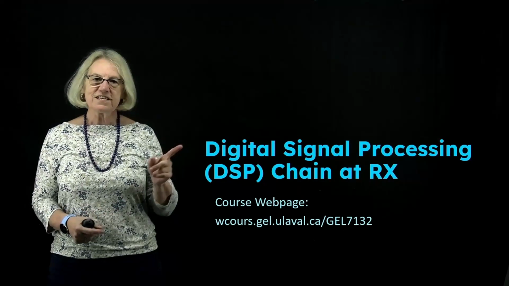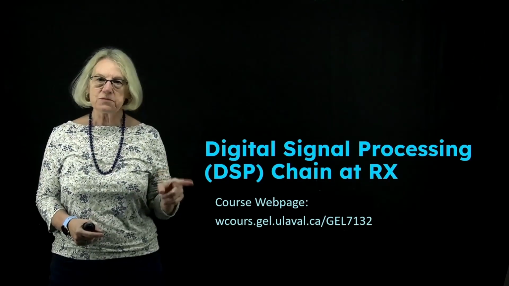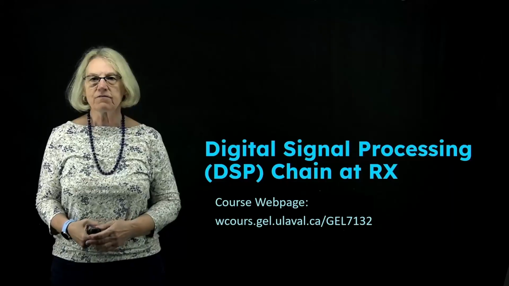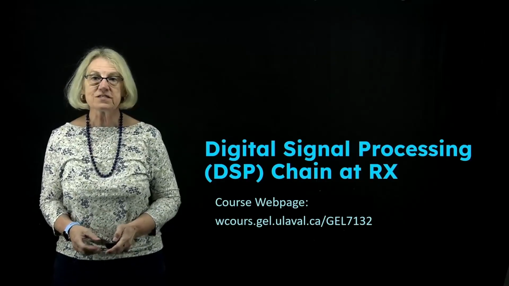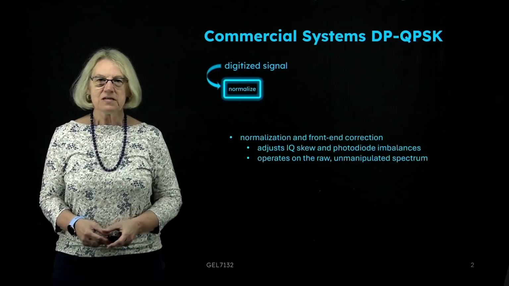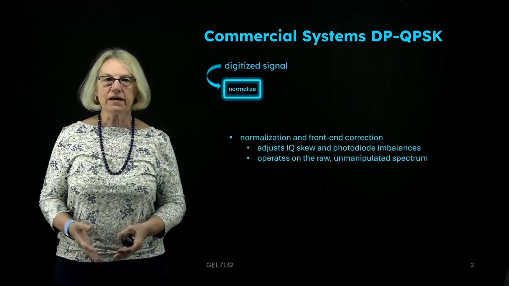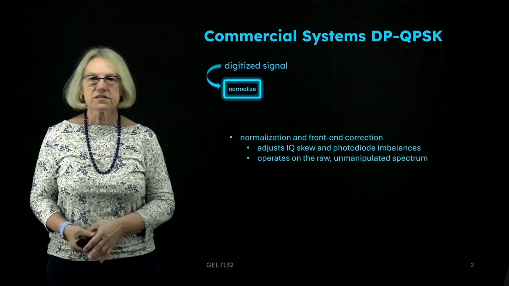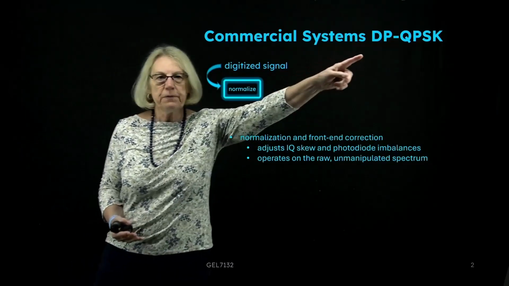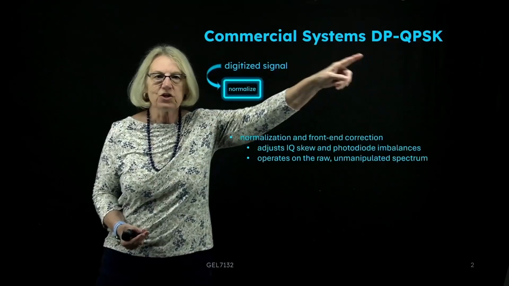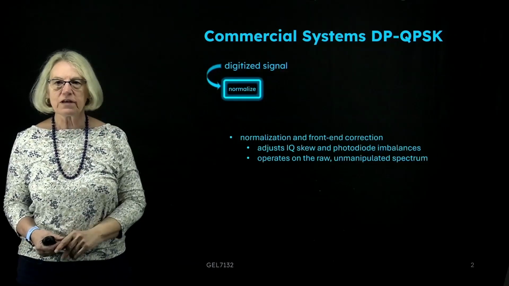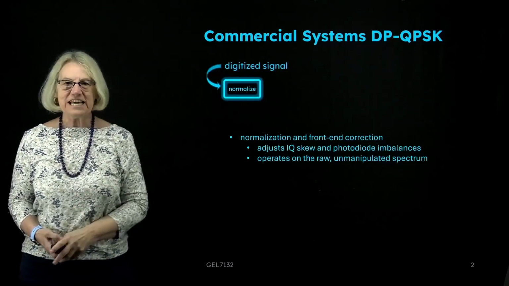I'm going to discuss the digital signal processing, or DSP chain, at the receiver of a coherent optical transmission system. So I'll start with a description of what goes on in commercial systems. And the systems I'm going to be discussing are DP, or dual-polarization, QPSK, or four-level phase shift keying.